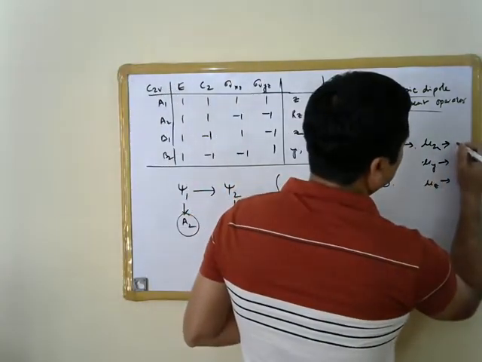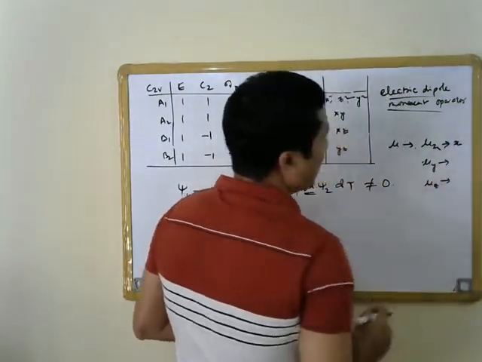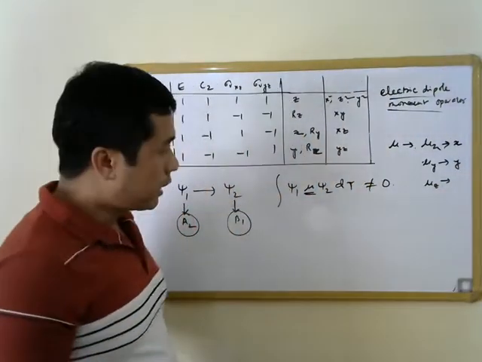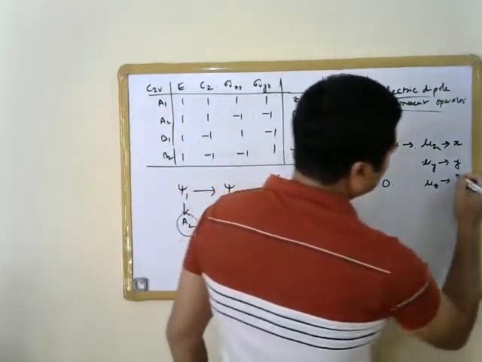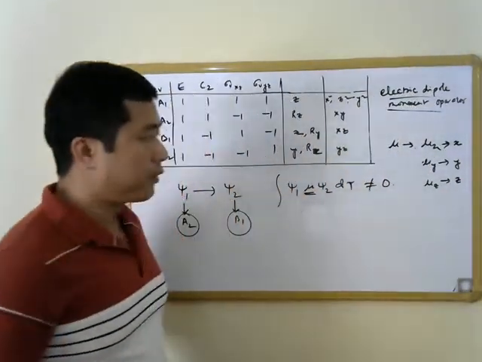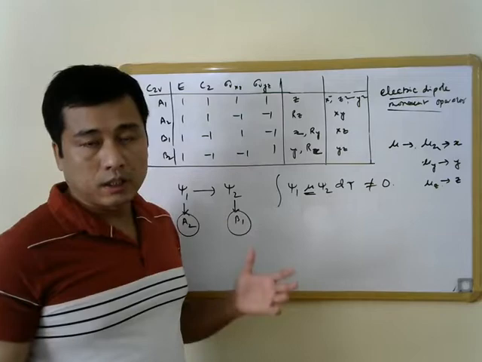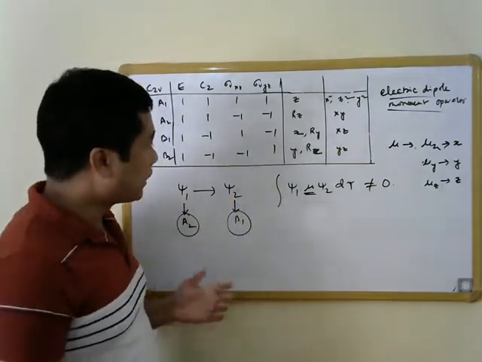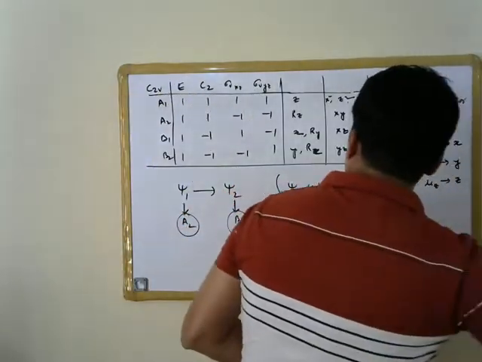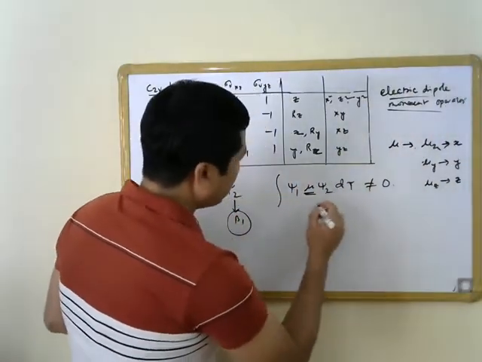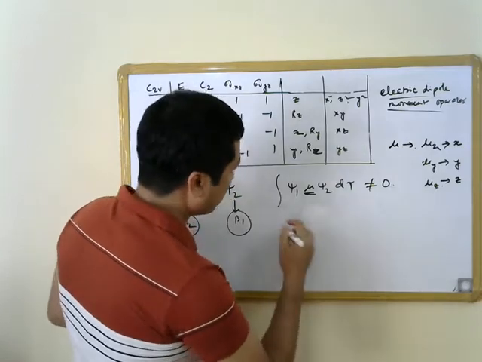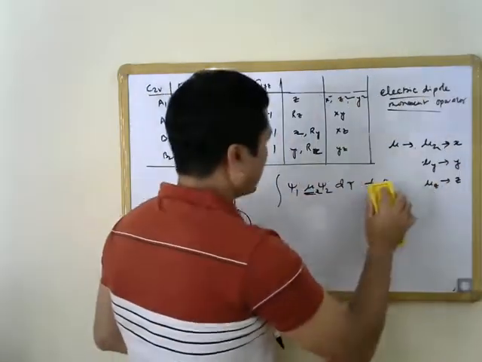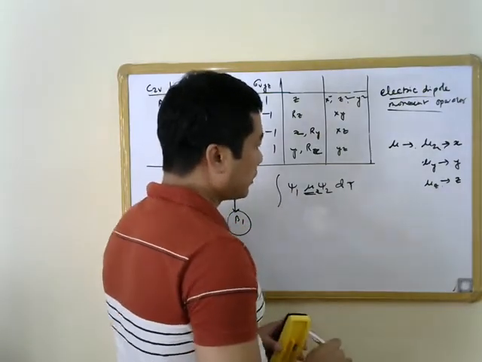So mu x will essentially transform the way x gets transformed, mu y will transform the way y is transformed, and similarly mu z gets transformed the way the z coordinate gets transformed in that particular point group. So now what we have to do is find out three integrals, not one, because mu x, mu y, and mu z can be separated. So we have to find out this one, that is psi 1 mu x psi 2 d tau.